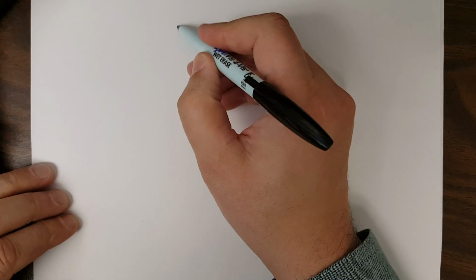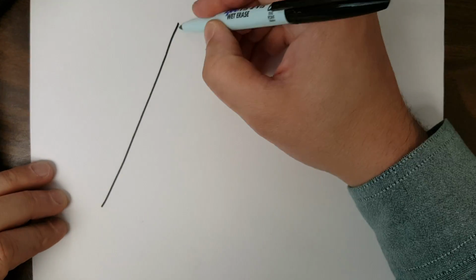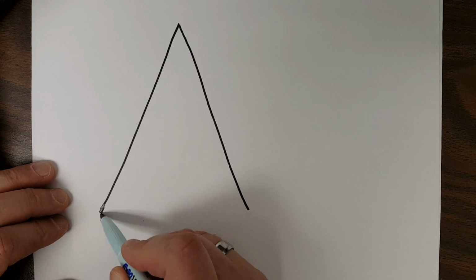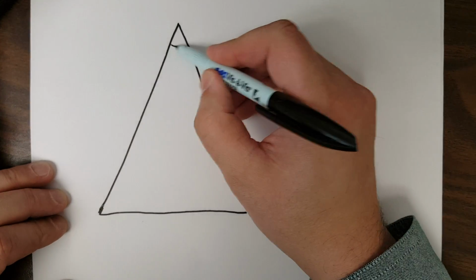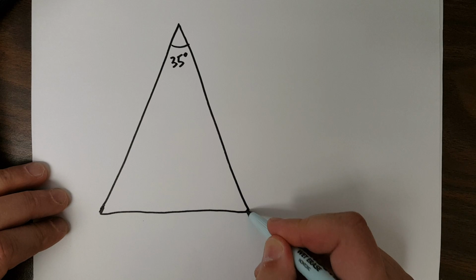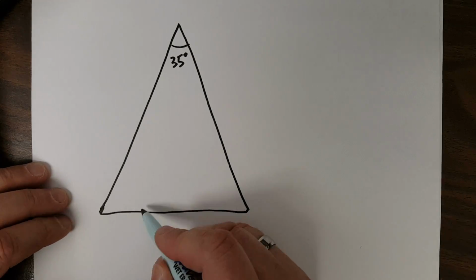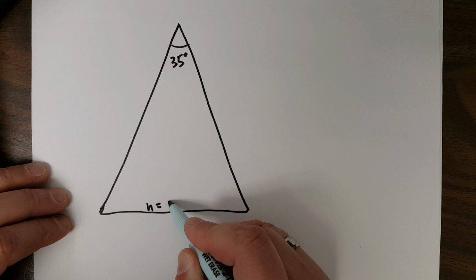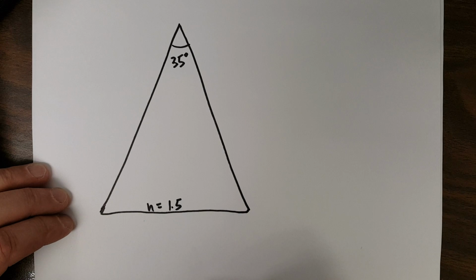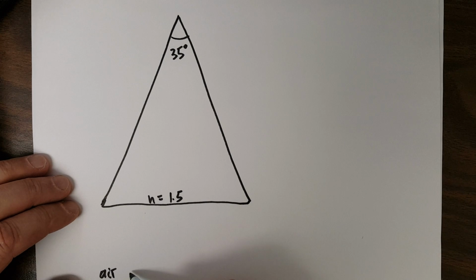So first, a prism. 35° angles here, and the glass has a coefficient of refraction. Standard number is 1.5, and air has a coefficient which is equal to 1.